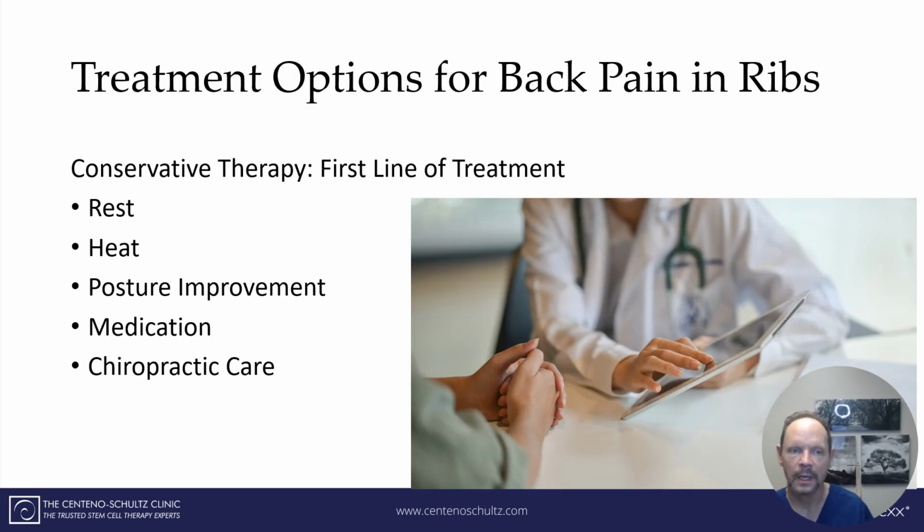Treatment options for back pain in the ribs. When appropriate, conservative therapy should always be the first line of treatment. And that would include rest, heat, ice, improvement of your posture, medications, some safe anti-inflammatory medications like fish oil and turmeric, and then chiropractic care.